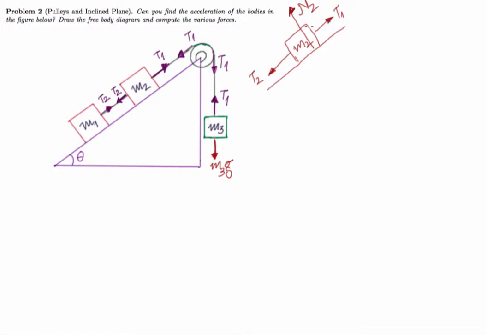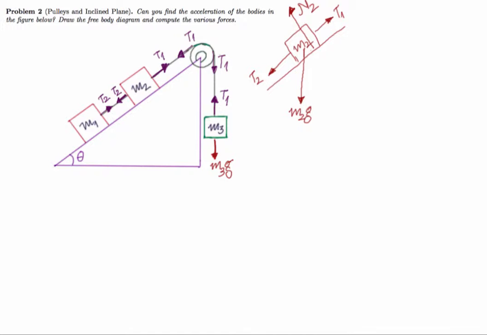Okay. What is the other force which is acting on M2? The force due to gravity. And that acts from the center of mass of M2 in the downward direction. So note that here the normal and the force due to gravity are not in a straight line. This will be M2g.